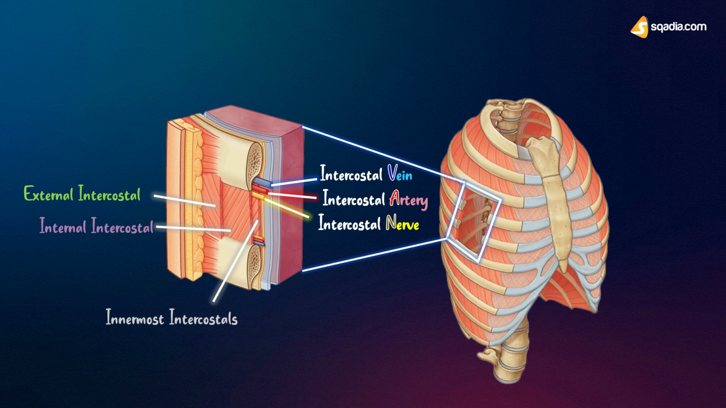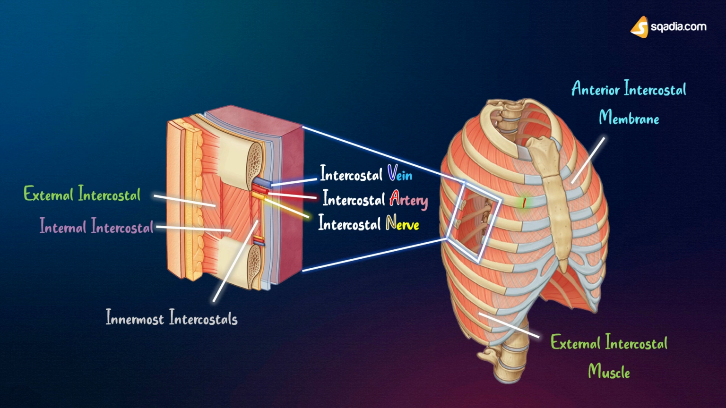Anteriorly, each external intercostal muscle is replaced by the anterior intercostal membrane, which runs from the costochondral junction to the sternum. Costochondral junction is the point where rib meets its costal cartilage. Similarly, at the posterior side, each internal intercostal muscle is replaced by the posterior intercostal membrane. Don't worry, I'm going to explain the intercostal muscles in the next part.